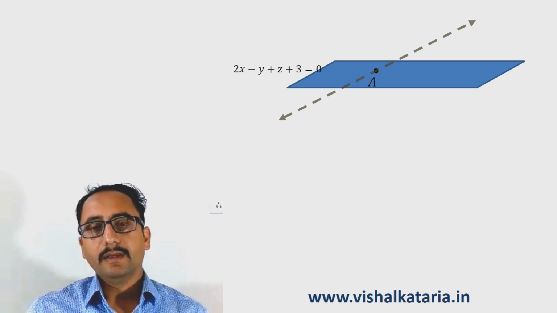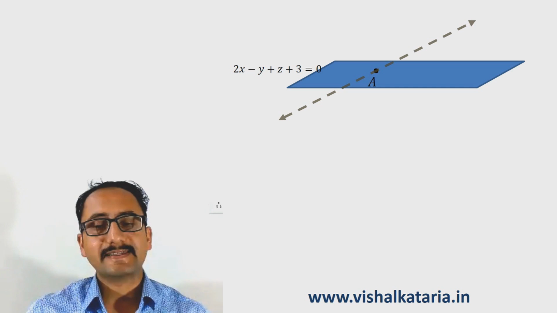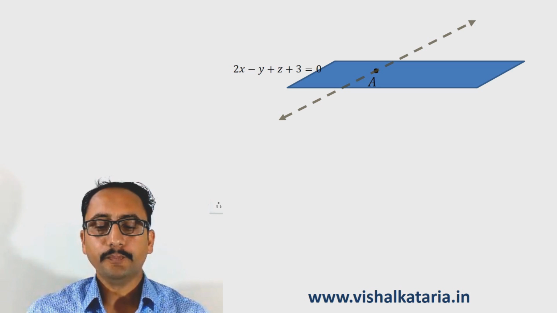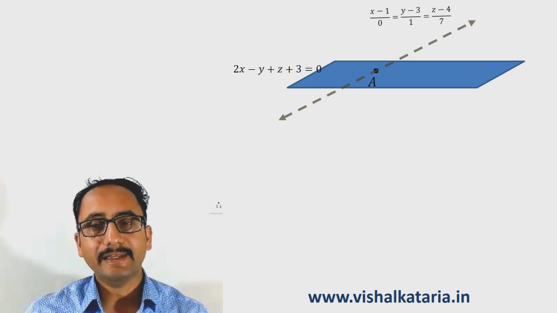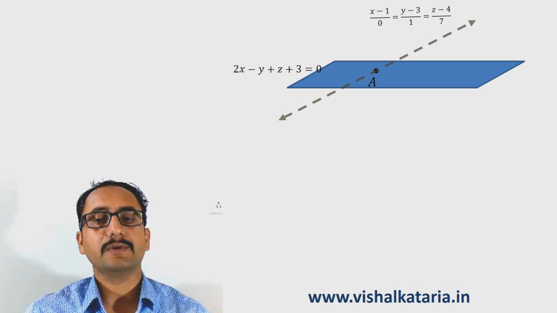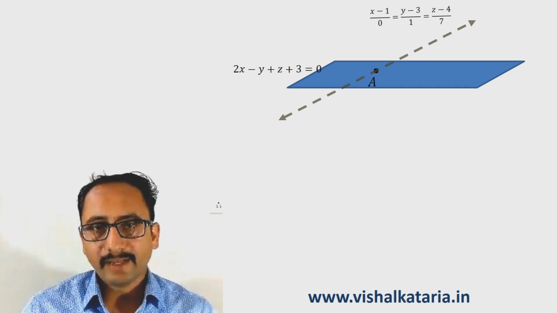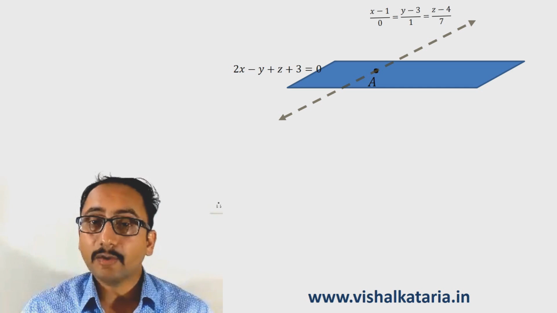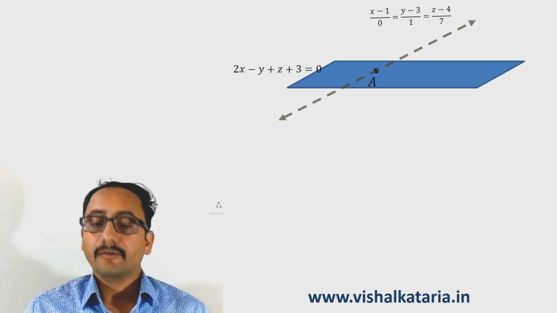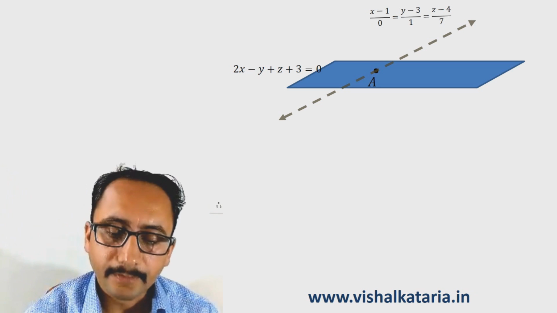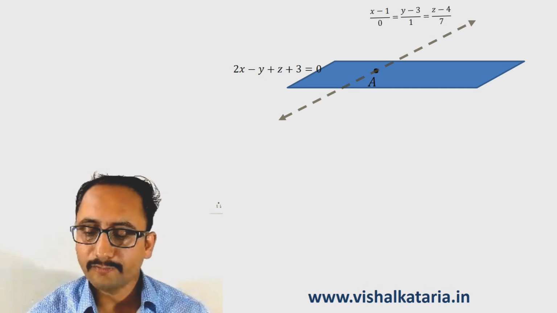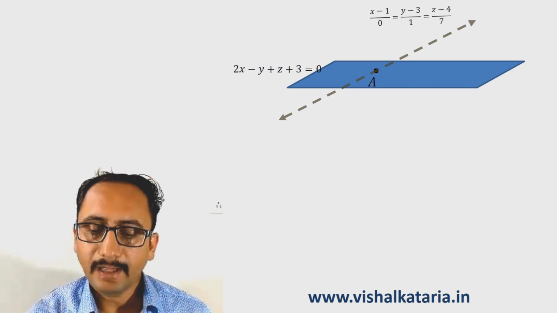The equation of the plane is 2x minus y plus z plus 3 equals 0, and the equation of the line is (x minus 1) upon 0 equals (y minus 3) upon 1 equals (z minus 4) upon 7. First of all, we are going to verify whether the line intersects the plane or is parallel to the plane. For that, from the equation of the line, we know the DRs of a parallel vector.